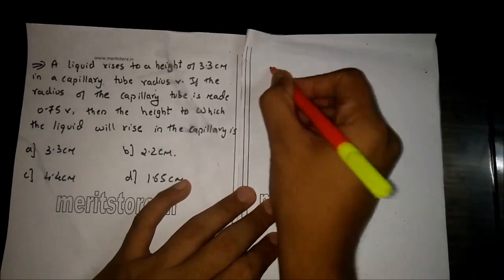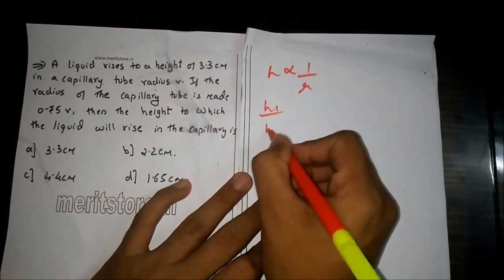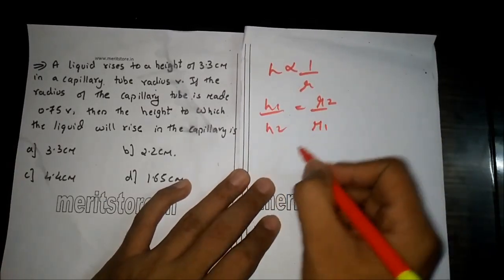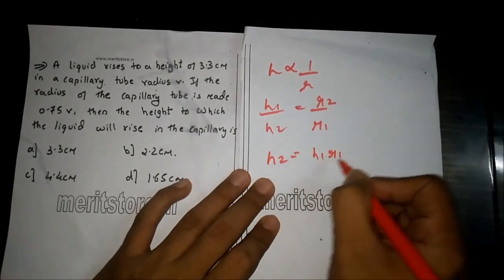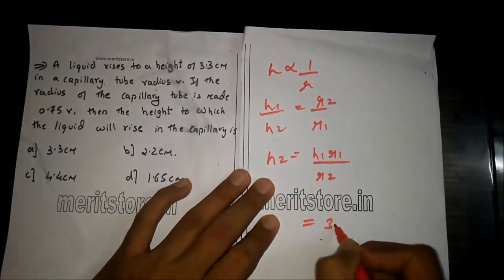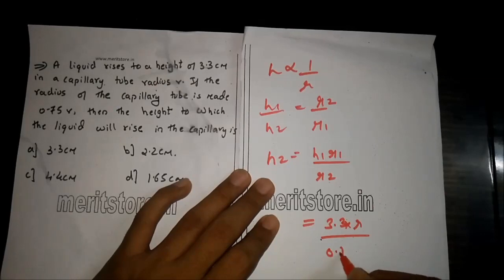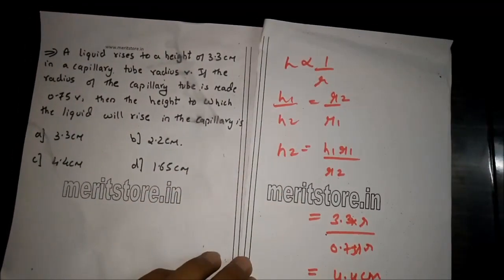Now, we know that the height is inversely proportional to the radius. Therefore, h1 upon h2 will be r2 upon r1. Therefore, h2 will be equal to h1 r1 upon r2, which will be equal to 3.3 into r upon 0.75 into r, which is equal to 4.4 centimeter. Therefore here the correct answer is 4.4 centimeter, which is option C.